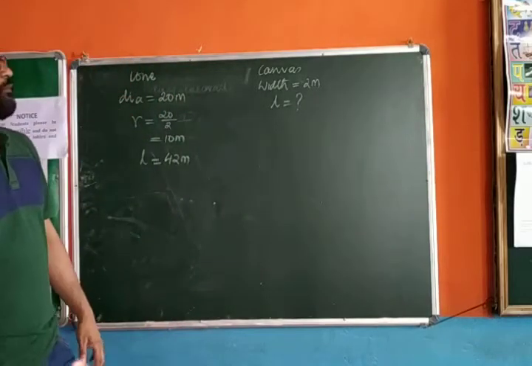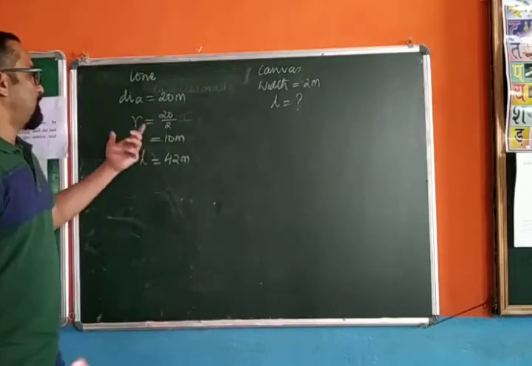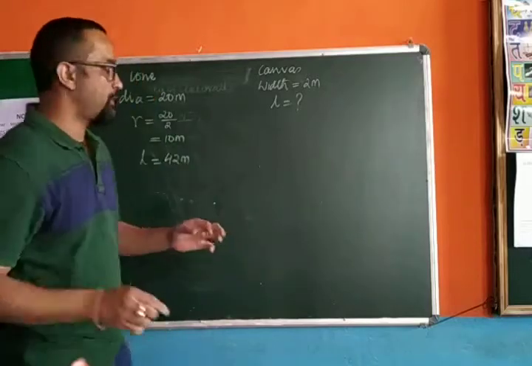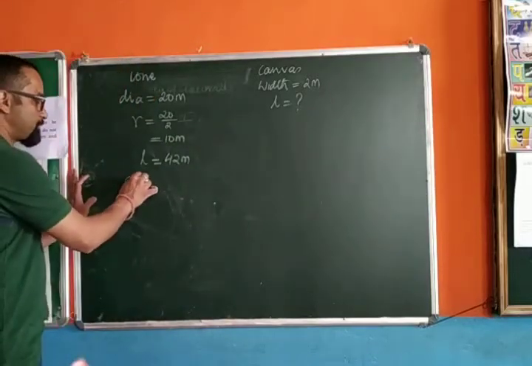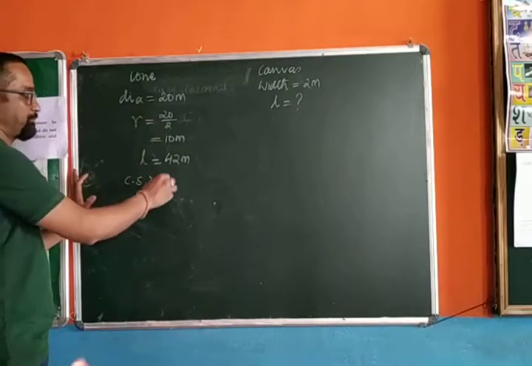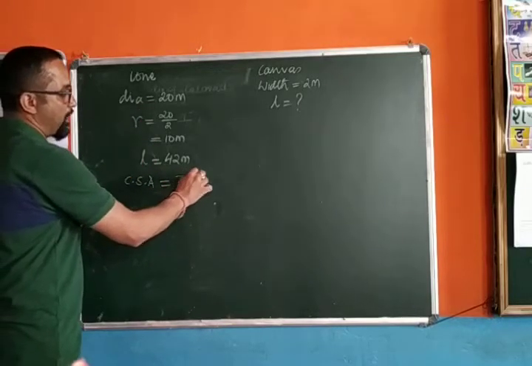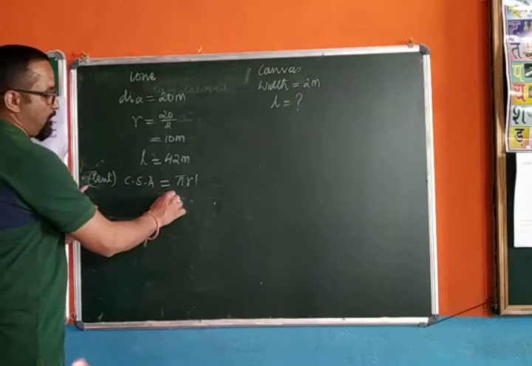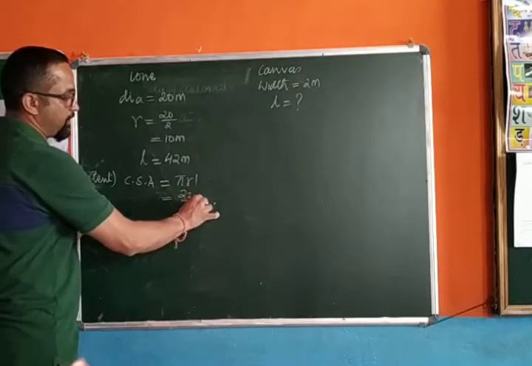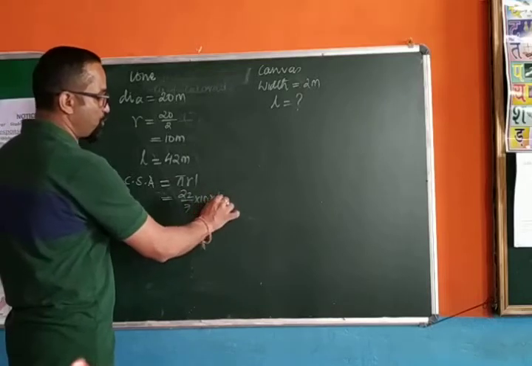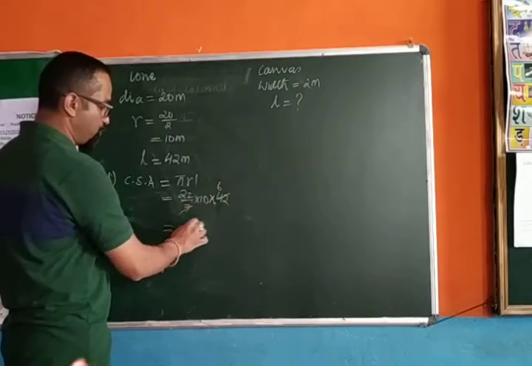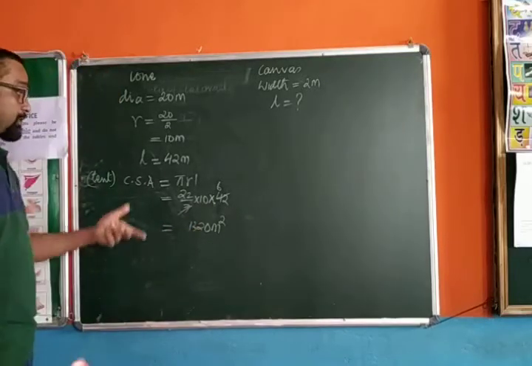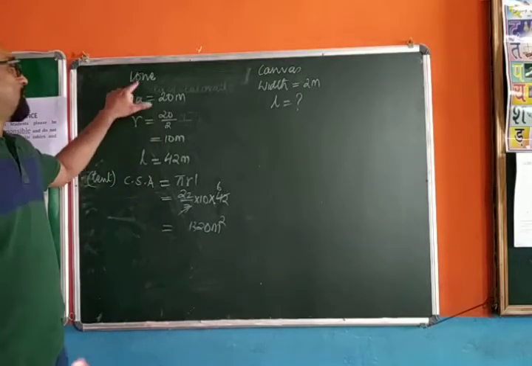So what do we do when we calculate the length of the canvas? Canvas is folded and made into a cone. So we first calculate the curved surface area of the cone. Pi RL, curved surface area of tent. We know pi is 22 by 7, radius is 10, slant height is 42. That gives 1320 meter square. This is the curved part of the tent.